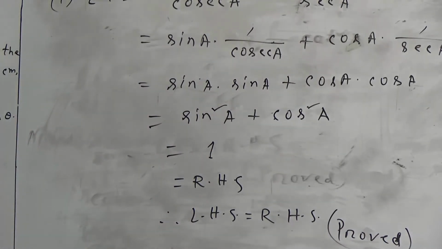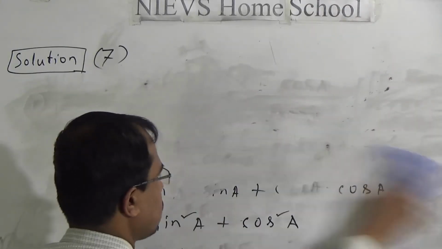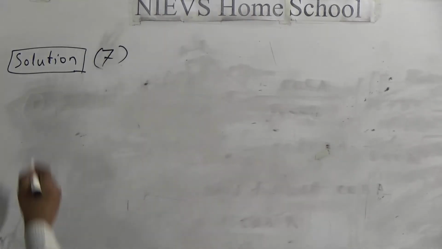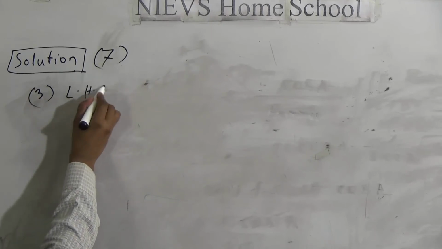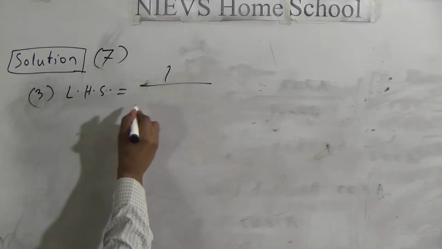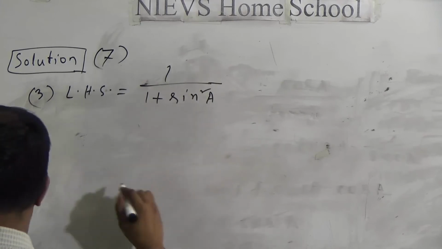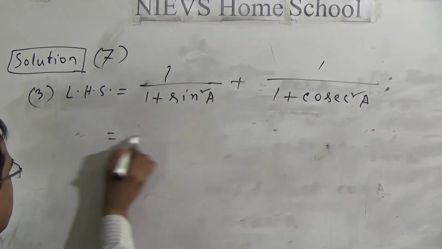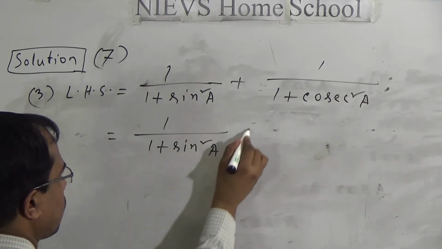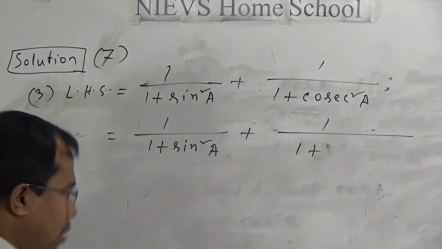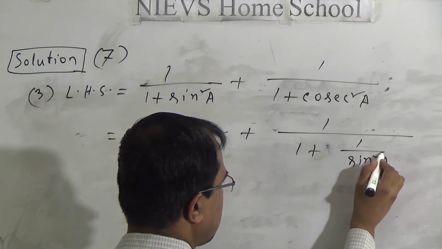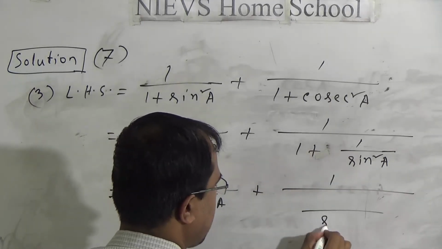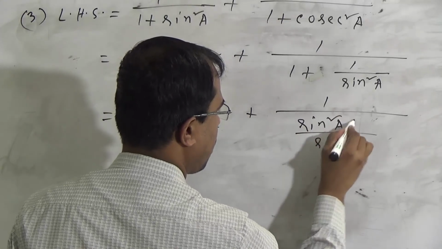Dear students, now we'll solve 3 number from 7. Here the left hand side is 1 by 1 plus sin square A plus 1 by 1 plus cosec square A. This is equal to 1 by 1 plus sin square A plus 1 by 1 plus, cosec means 1 by sin, so here we can write 1 by sin square A. This is equal to 1 by 1 plus sin square A plus 1 by, here LCM sin square A, now sin square A plus 1.